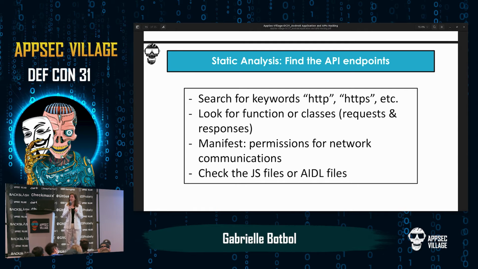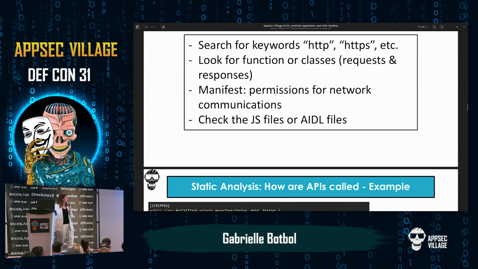You can analyze the manifest file. There is going to be metadata about the app. You can check for declared permissions, services and activities. You can also look for permissions that are related to network communications. And you can also analyze JS and AIDL files, if it uses WebView or Android Interface Definition Language, which is AIDL. This is going to be used for inter-process communication, so you might find API endpoints in there. I'm going to show an example in JS also in another slide.